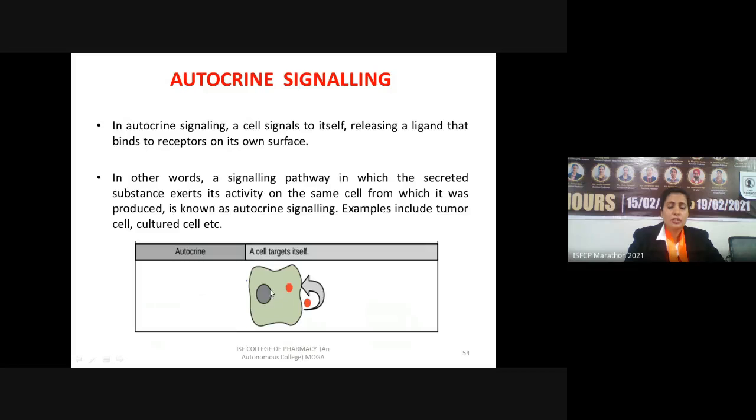So this is the sending cell. Here the sending cell and the receiving cell are common. This cell is sending the signals, and again it is also receiving the signal. In other words, a signaling pathway in which the secreted substance exerts its activity on the same cell from which it was produced is known as autocrine signaling. Examples of autocrine signaling include tumor cells or cells which are cultured in the lab.